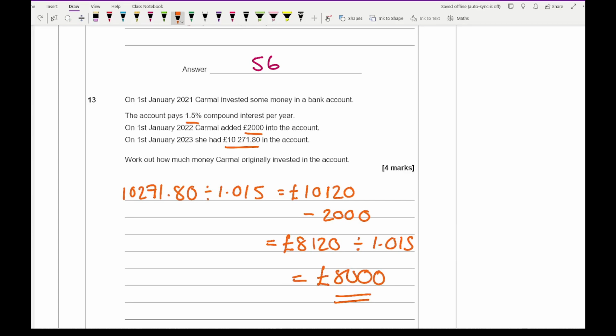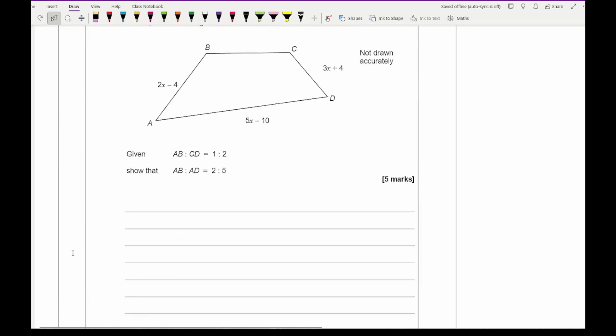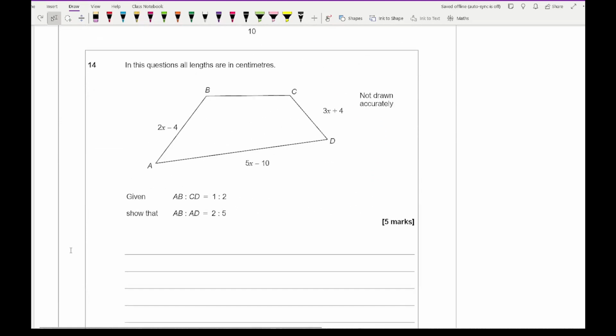Moving on to question 14 then. So question 14 says, in this question, all lengths are in centimetres, and it says, given AB to CD is in the ratio 1 to 2, show that AB to AD is in the ratio 2 to 5. So with this, let's first of all work with this first bit of information. If I write that as a fraction, AB over CD equals 1 over 2, I can then work out what x is. So AB is 2x minus 4 and CD is 3x plus 4.